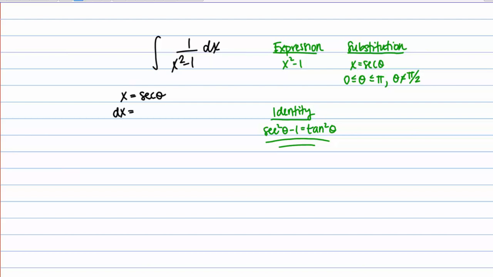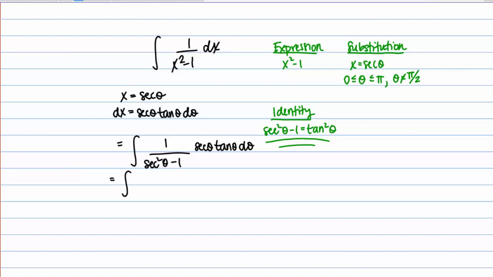So the derivative of secant theta is secant theta tangent of theta, and then I'm going to have a d theta. So then if I rewrite my original integral using this substitution, I get 1 over secant squared of theta minus 1 in my denominator, and then my dx is replaced by secant of theta, tangent of theta, d theta.